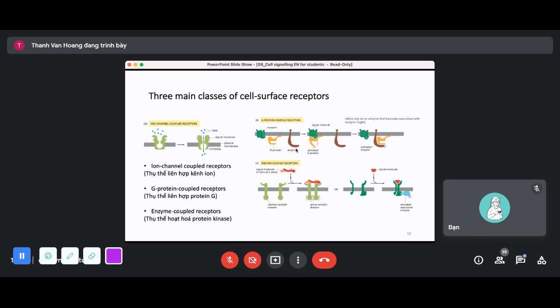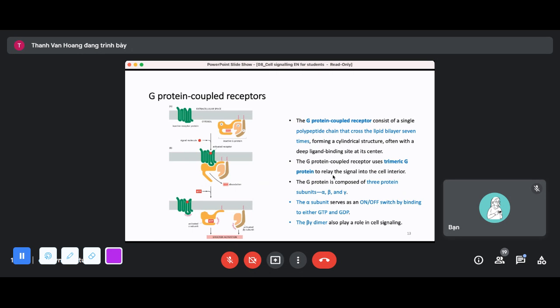Both of these receptor types we will talk about in detail, and I hope that you can remember how they transduce the signal, what the mechanism is, and also the structure of these receptors, and so on. So first of all, the G protein coupled receptor. Please remember the structure of the receptor, and also how it gets activated through the G protein.